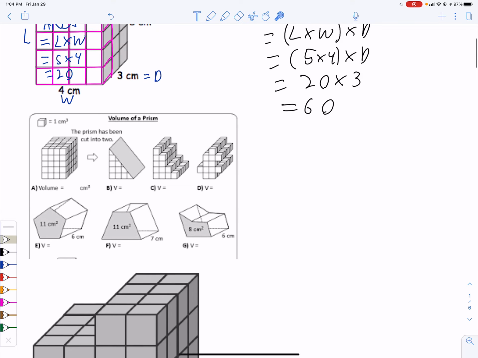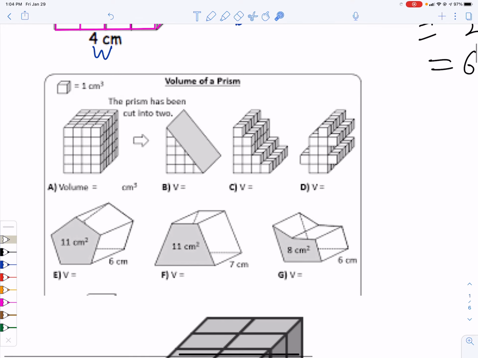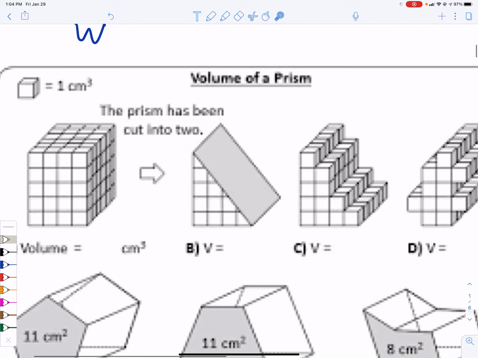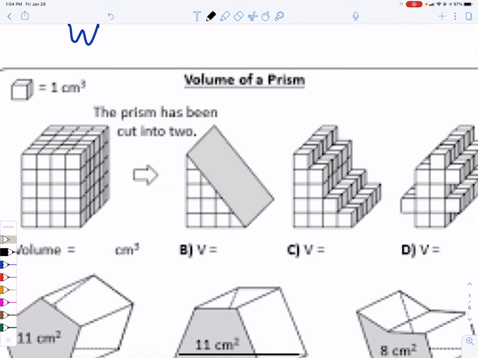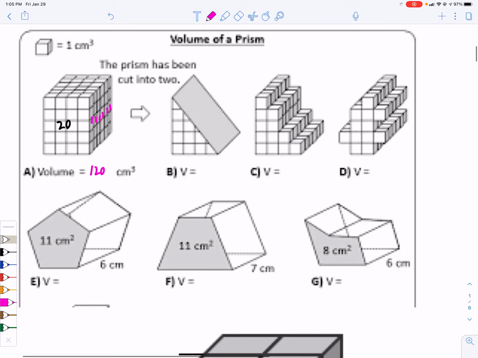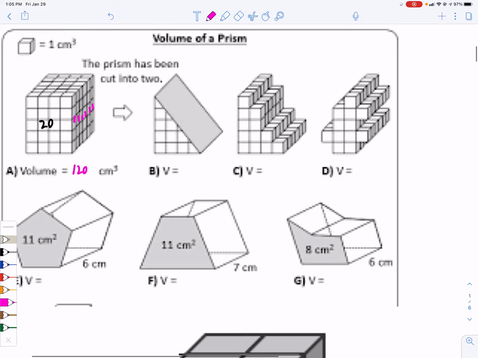These are all examples of prisms. Here we have 1, 2, 3, 4, 1, 2, 3, 4, 5. It's the same thing. We have 20. The volume here is going to be hard. The front has 20 cubes. How many of those do we have? 1, 2, 3, 4, 5, 6 of them maybe. I'm guessing, this is not a very good picture, so I'm going to guess 120. Oh, wow, this one is hard. Oh, they just cut it in half.